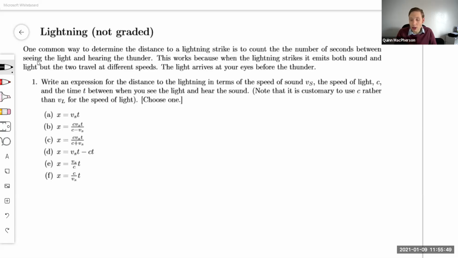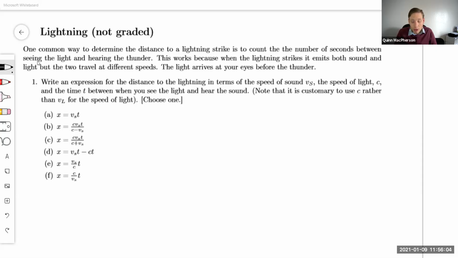This works because when the lightning strikes, it emits both sound and light, and they travel at different speeds. Namely, the light travels faster. The light arrives at your eyes before the thunder.